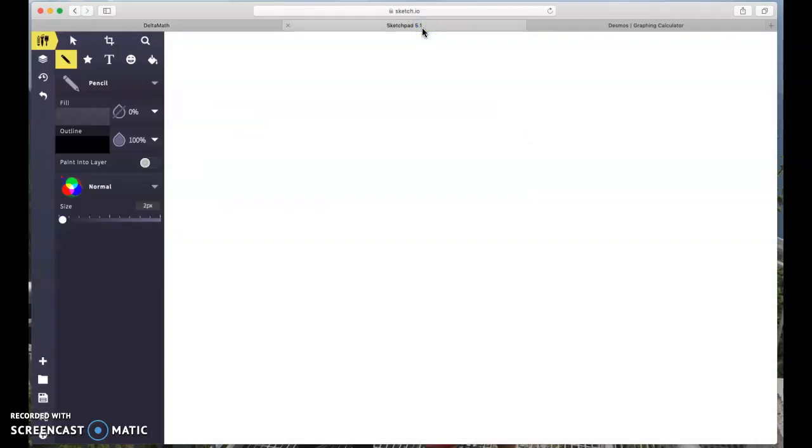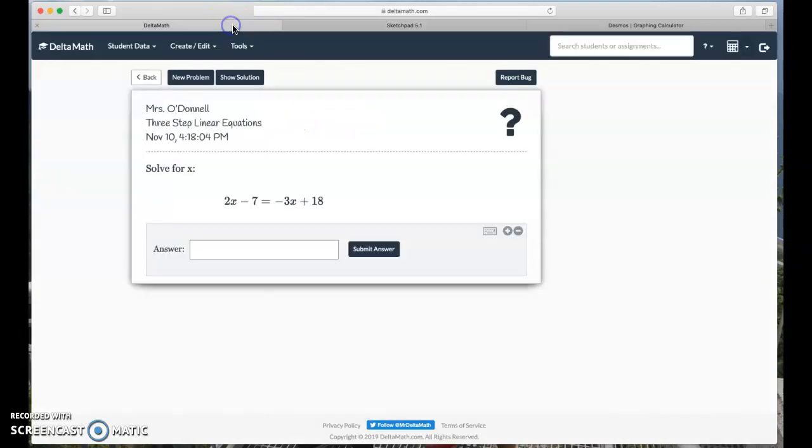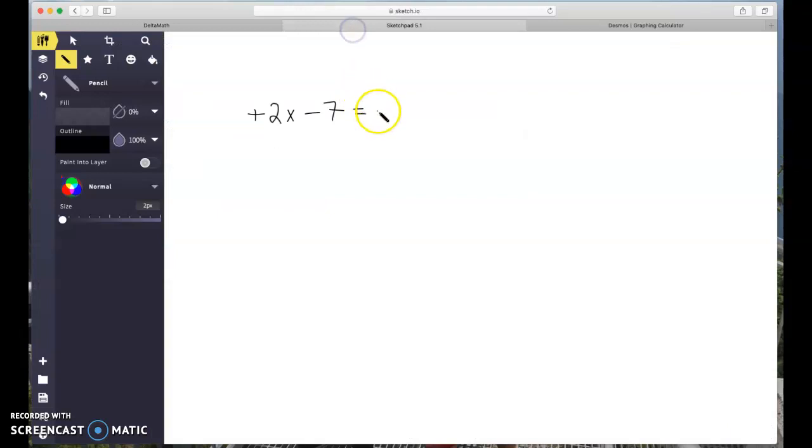2x minus 7, not negative 2x, positive 2x. 2x minus 7 equals negative 3x plus 18. And we know we want to isolate the variable, so we need to get all of our x's to one side of our equal sign and all of our numbers to the other side of our equal sign. So it's the first thing that we want to do.